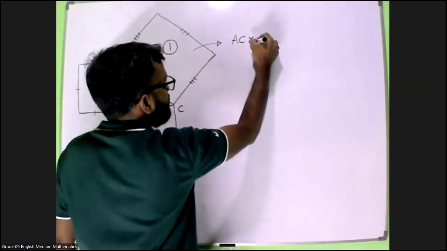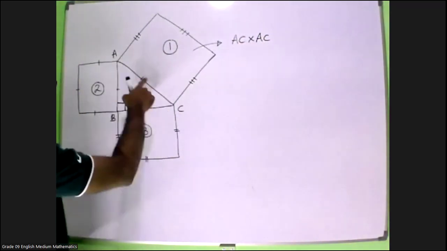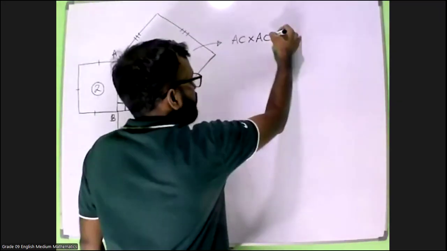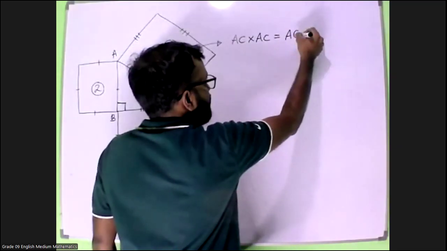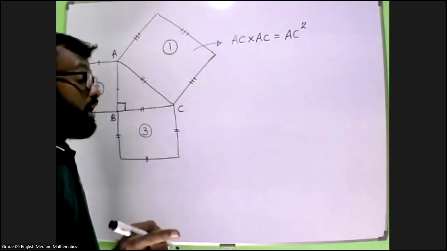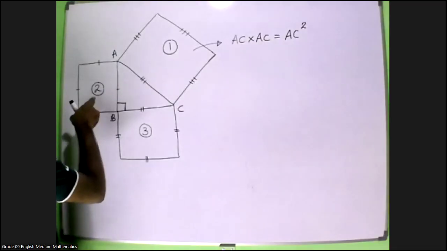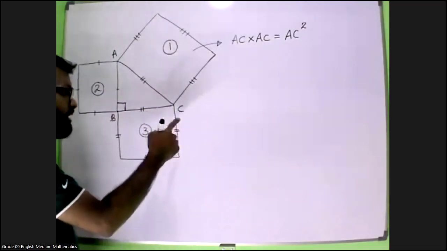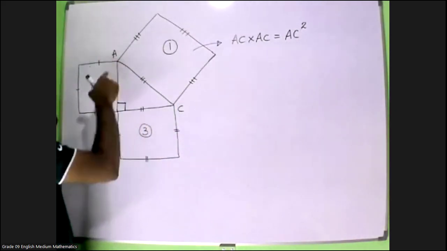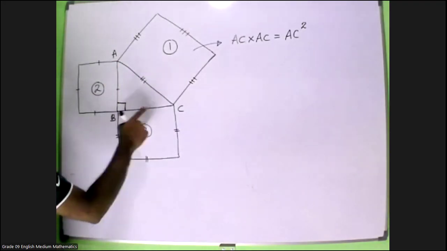AC times AC, right? So this is the hypotenuse length. AC times AC equals AC square. Likewise, you can express the area of square number 2 and the area of square number 3 by using AB and BC respectively.